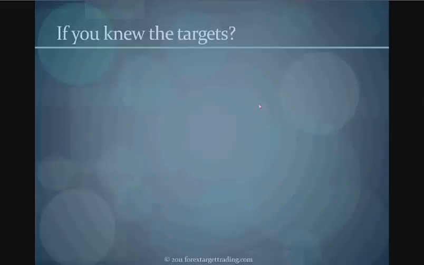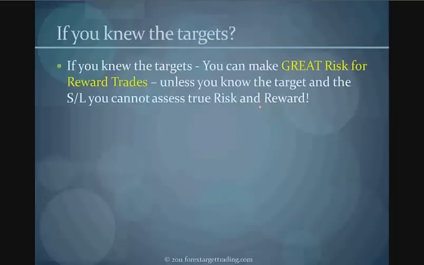Now, if you knew the targets, you can make great risk and reward trades, and unless you know the target and the stop loss, you can't even assess true risk and reward. That's one of the problems that retail traders run into. They've got a 30-pip stop on the trade. It starts to take off, and then all of a sudden it starts to back off, and they're up 12 pips. They go, oh my gosh, it's not going right. I'm going to click it out. Well, they just risked 30 pips to make 12 pips. That's what ends up happening.